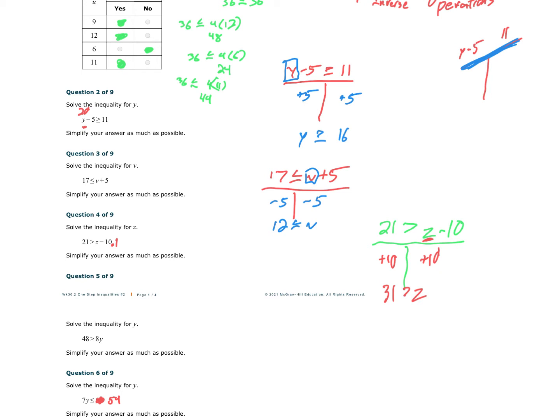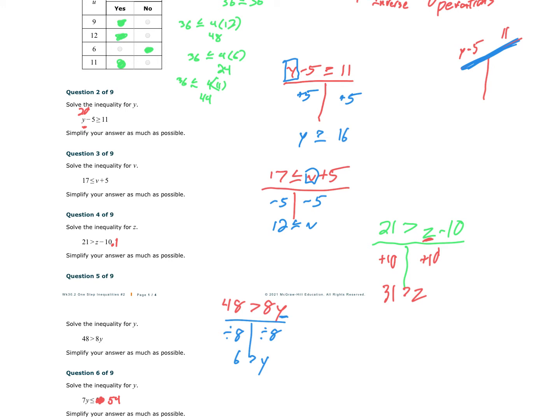Okay, question 5. 48 is greater than 8y. Okay, so we want to get y by itself. So we have 8 times y, so the opposite of times 8. We want to divide both sides by 8. So 6 is greater than y.